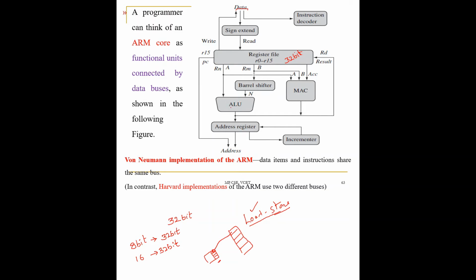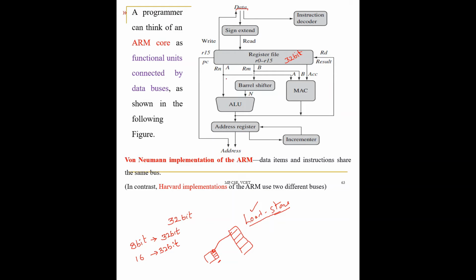Once they enter into the ALU, my arithmetic and logical unit will be doing the arithmetic and logical operations. If it is multiply and accumulate instructions, if it is all about multiplication instructions, the data will be moved on to the MAC. The output of this ALU and MAC will be moved on to the destination register. You can see there is an arrow mark which is pointing back to the destination register.